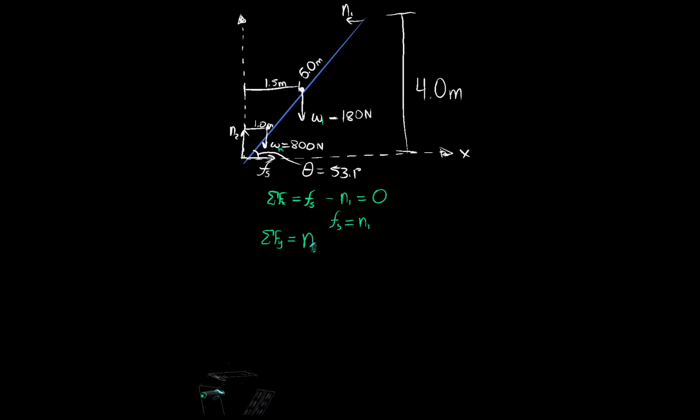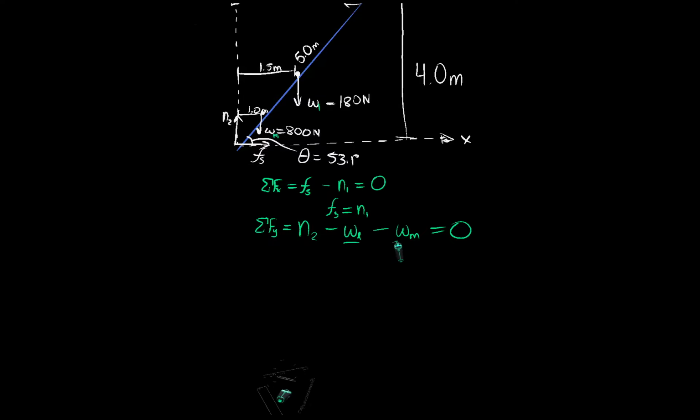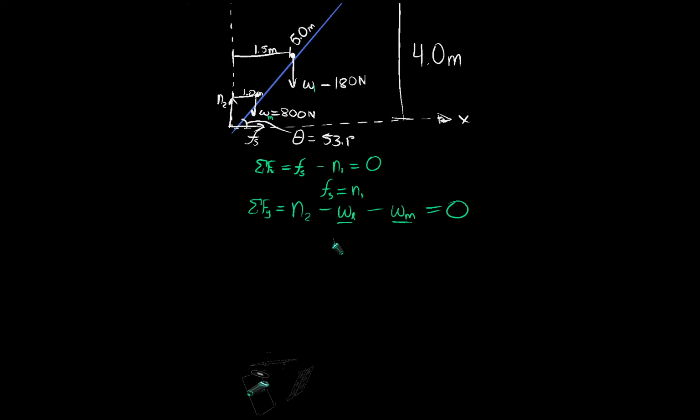So we have N2 in the positive y direction, and then the rest are minus. So minus WL, and then minus WM, ladder, man. We set that equal to 0. Alright, so that's all well and good. We have an equation here, we have an equation here. Actually, since we know the numbers of these, then we can just solve for N2 right now.